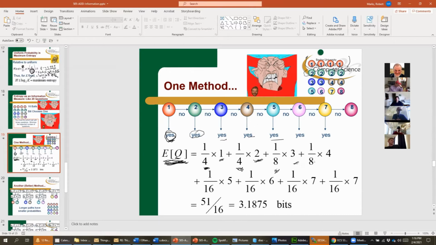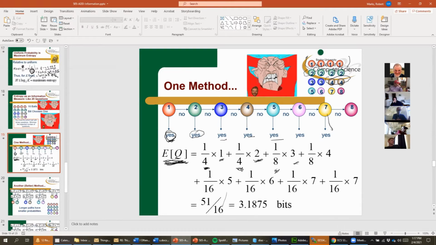In a similar fashion, the next balls, which are the 4s, are going to cost you 4 questions, and that's only a probability of 1/8. And then you go to the individual cases. It's going to cost you 5, then 6, then 7, and then the last case is 7 questions.